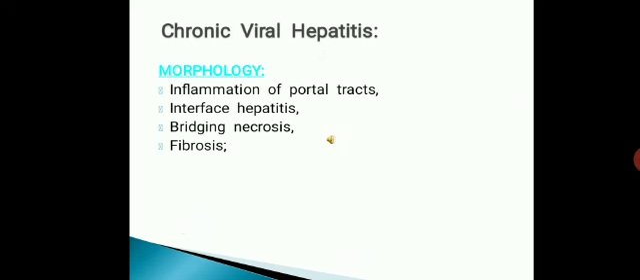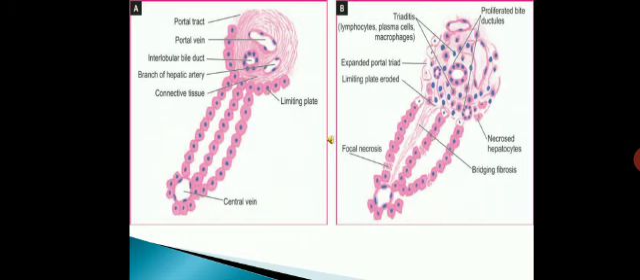Now, in chronic hepatitis, the changes in the liver are inflammation of the portal tracts, interface hepatitis, bridging necrosis, and there can be fibrosis. Picture A shows the normal liver cell with normal central vein, portal triad, and the radiating cords of hepatocytes. The portal triad is surrounded by a limiting plate.